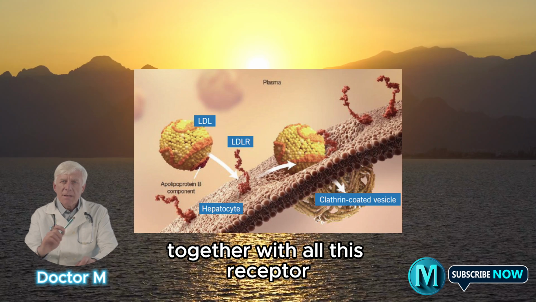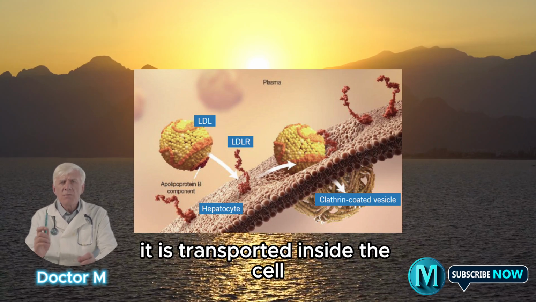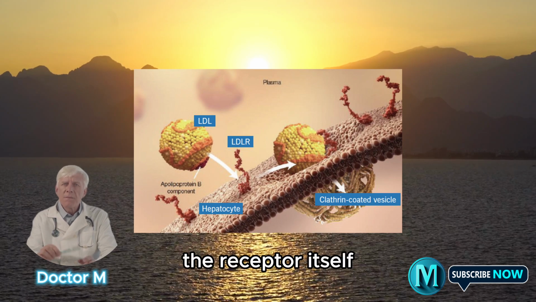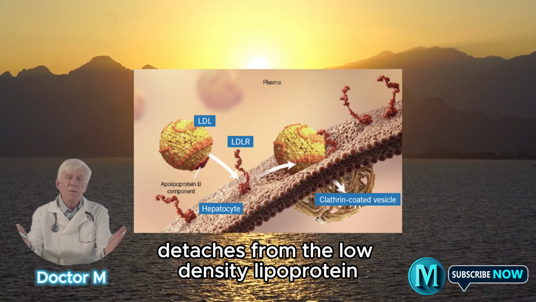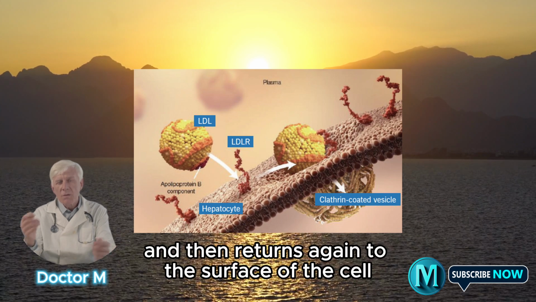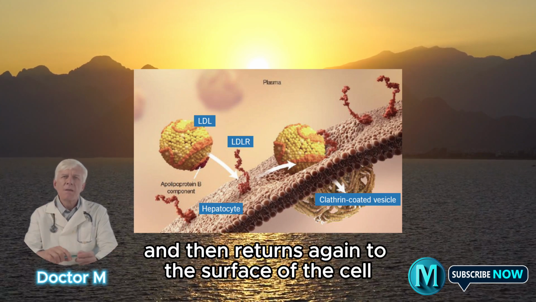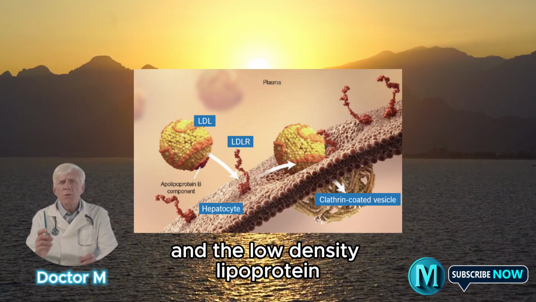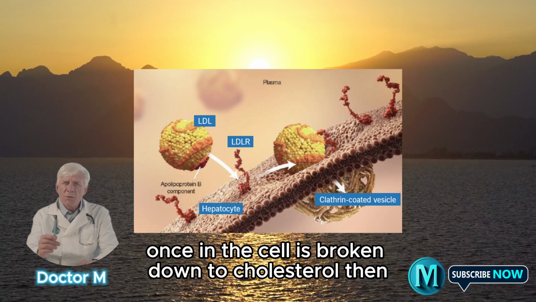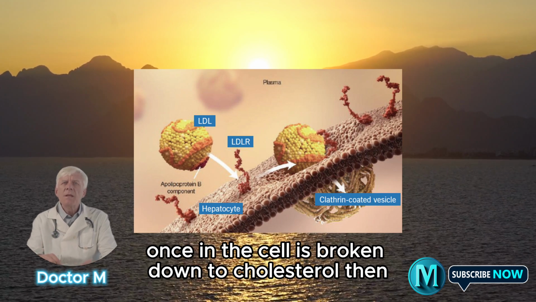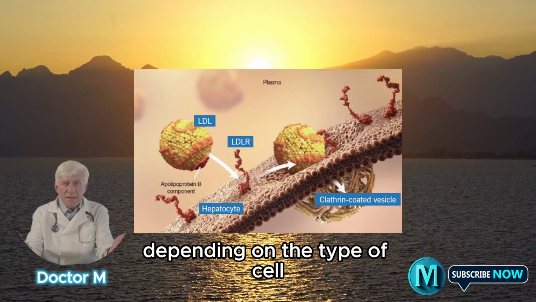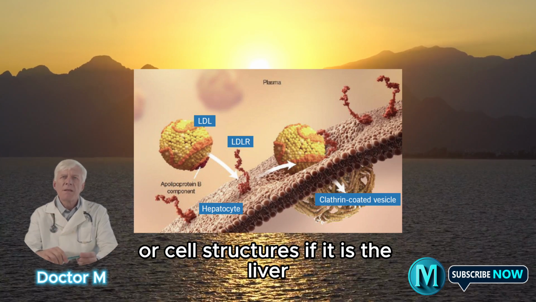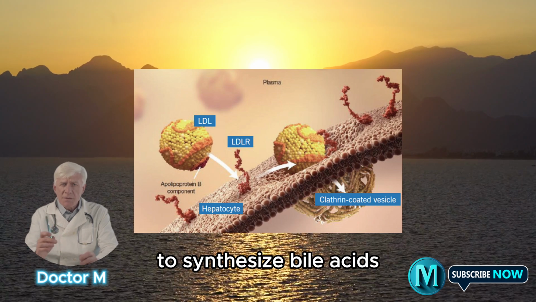Together with the receptor, it is transported inside the cell, where two processes take place. The receptor itself detaches from the low-density lipoprotein and then returns again to the surface of the cell to trap other lipoproteins. And the low-density lipoprotein, once in the cell, is broken down to cholesterol. Then, depending on the type of cell, it goes either to synthesize certain hormones or cell structures. If it is the liver, to synthesize bile acids.